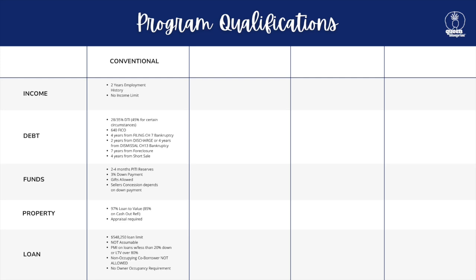Okay. Non-occupying co-borrower not allowed. So you cannot have somebody who is not your co-borrower inside of that house. Non-occupying co-borrower not allowed. No owner occupancy requirement. So you don't actually have to live in this property.